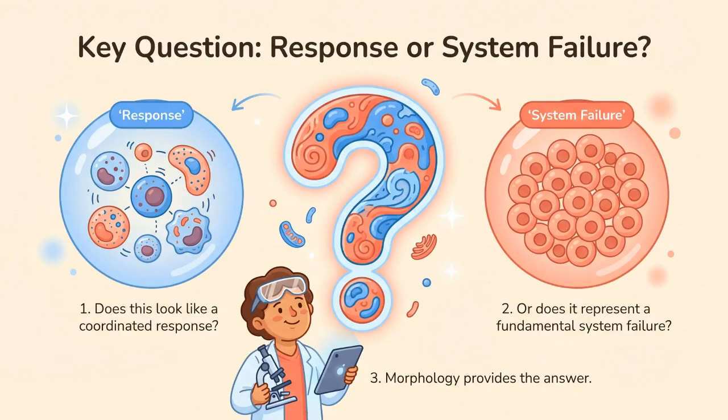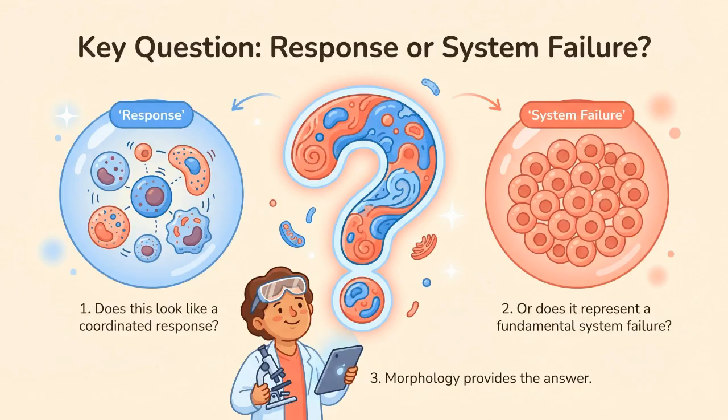A response implies a controlled, albeit sometimes exaggerated, physiological reaction to an external stimulus, where the body's regulatory mechanisms are still intact. In such cases, you would expect to see a diverse population of cells, some mature, some immature, but all contributing to a coordinated defense. Conversely, a system failure points to an internal breakdown in the hematopoietic process itself, where cellular proliferation and maturation are no longer under proper control.